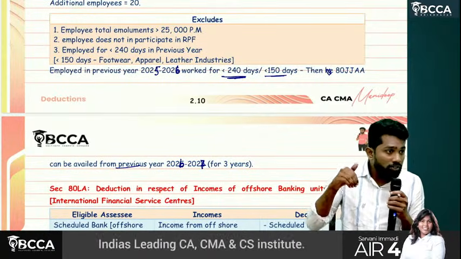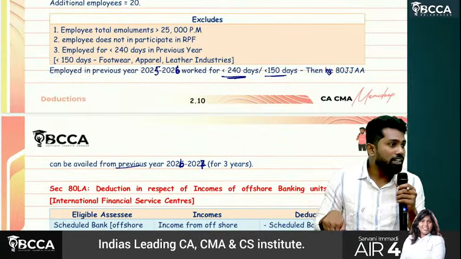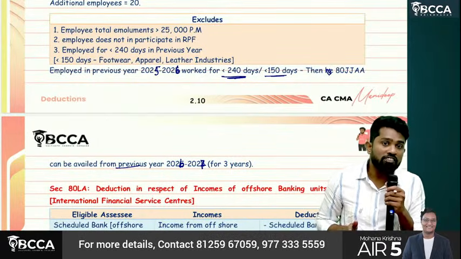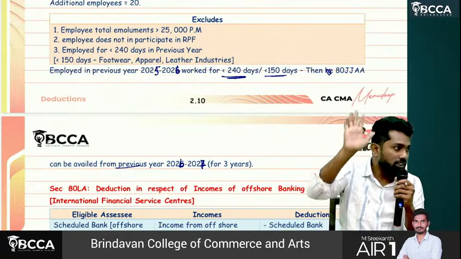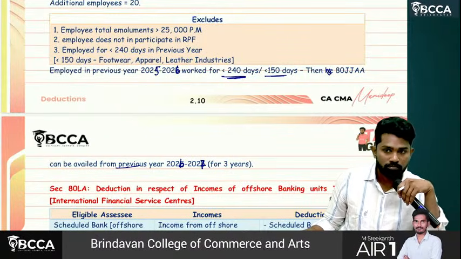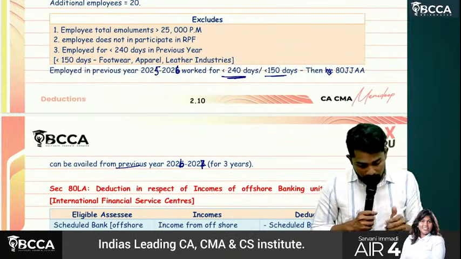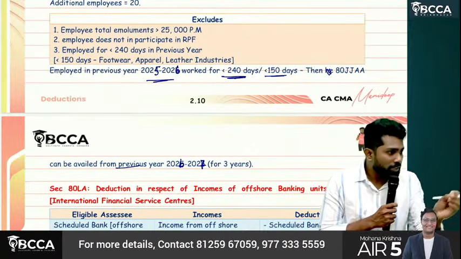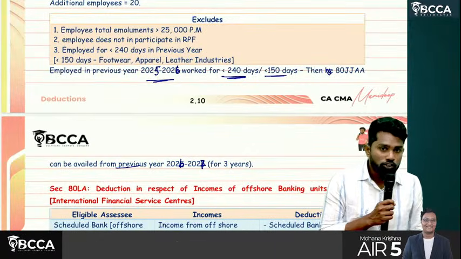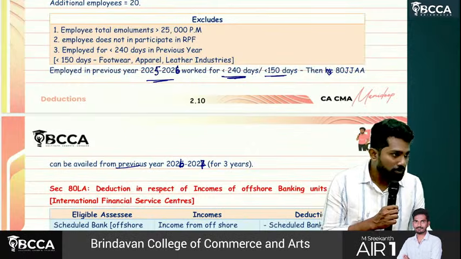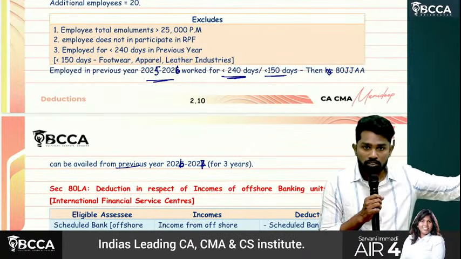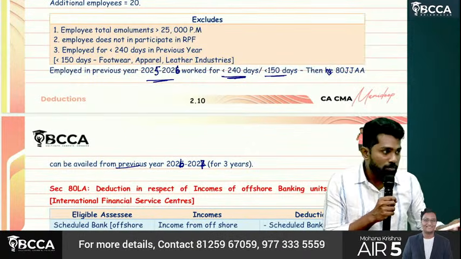So even though they joined in the current year, since they worked for less than 150 days, the first year will be counted as the next year. They joined in 25-26 only, but they worked for only 1 month. So for 25-26 they are not eligible. But for 26-27 onwards, they will be counted as additional employee cost.